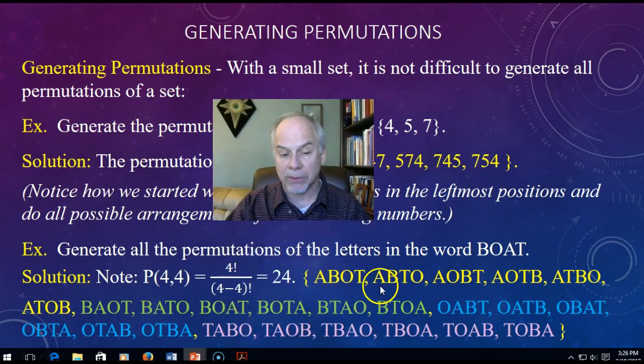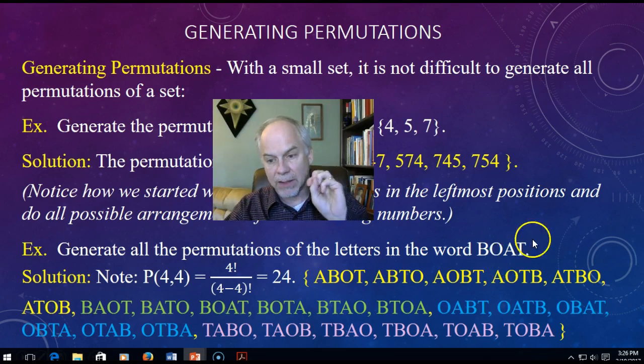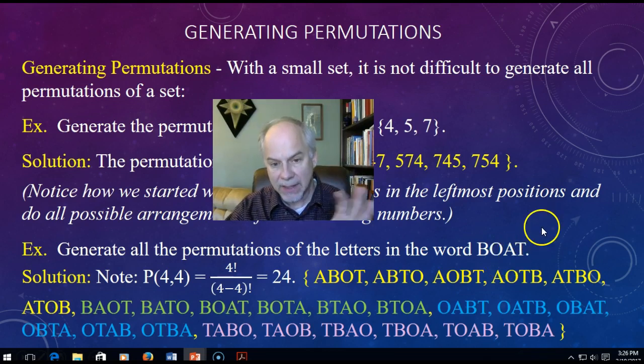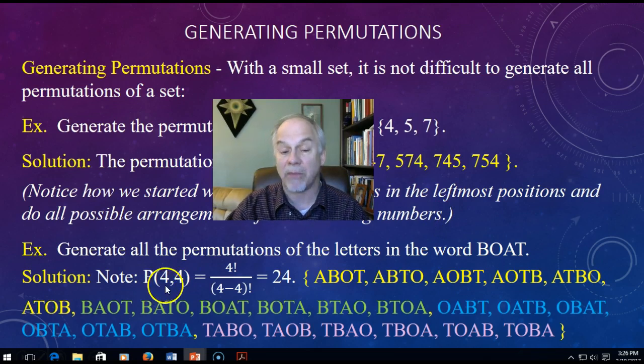Now what about generating the permutations of the letters in the word boat? So we have now 4 things in the set. We've got the letters B, O, A, and T, and so the permutations is 4 permutations, or 4 choose 4. So we're choosing 4 letters from 4 letters and doing permutations. The formula is n factorial, so that'd be 4 factorial, over n minus r, but n and r are both 4, so you get 0 factorial.